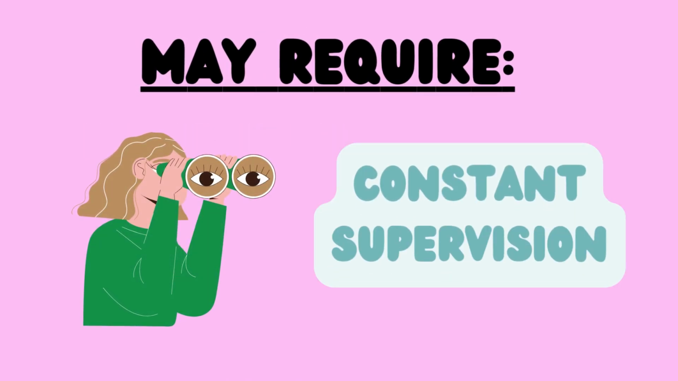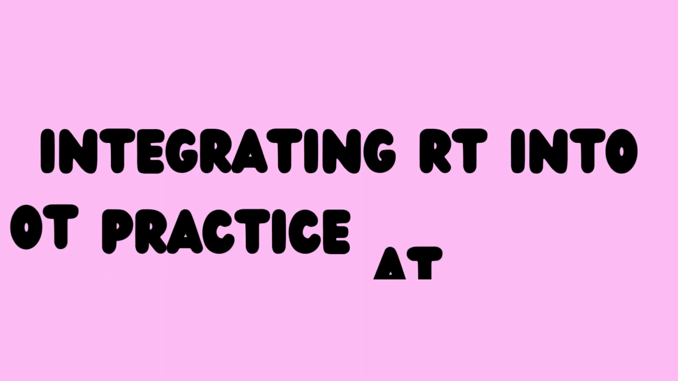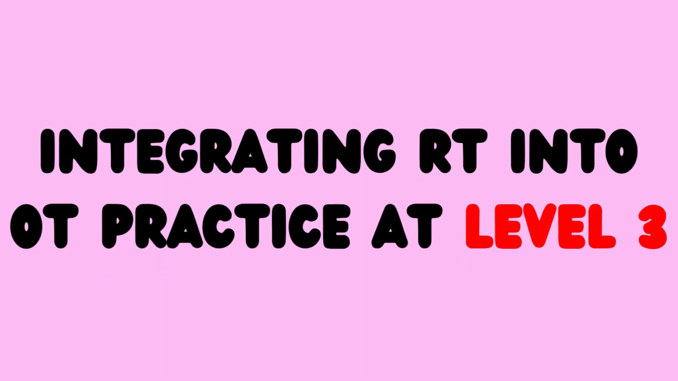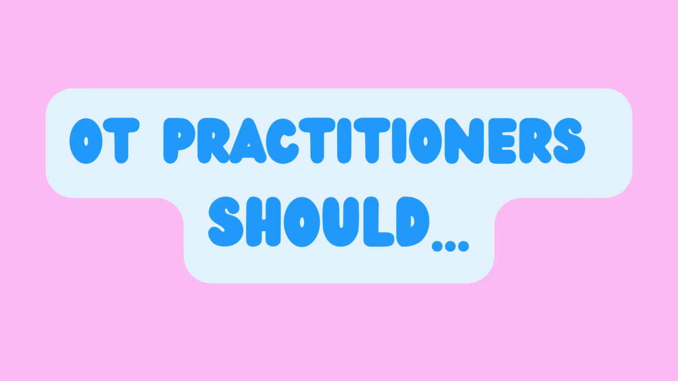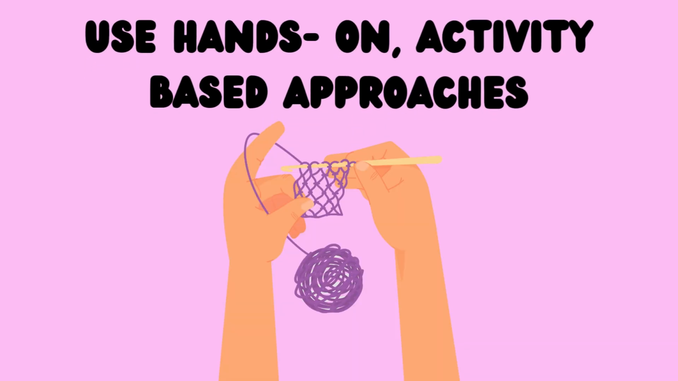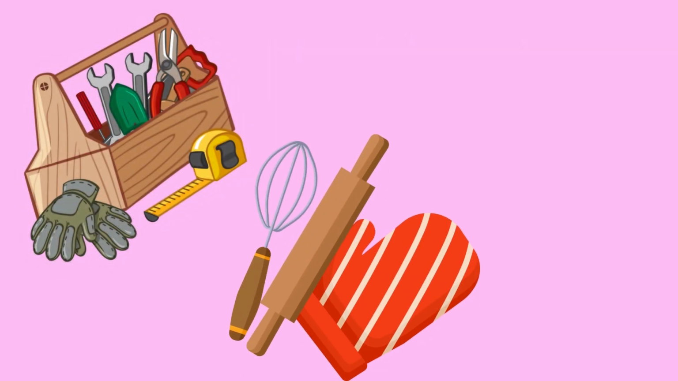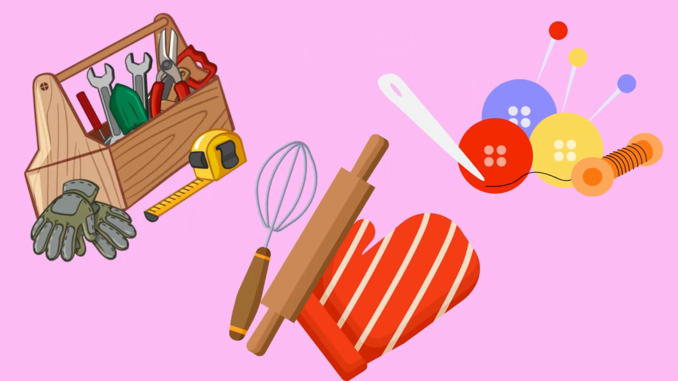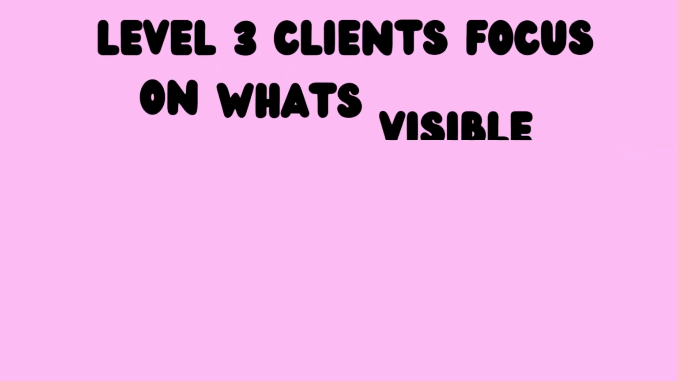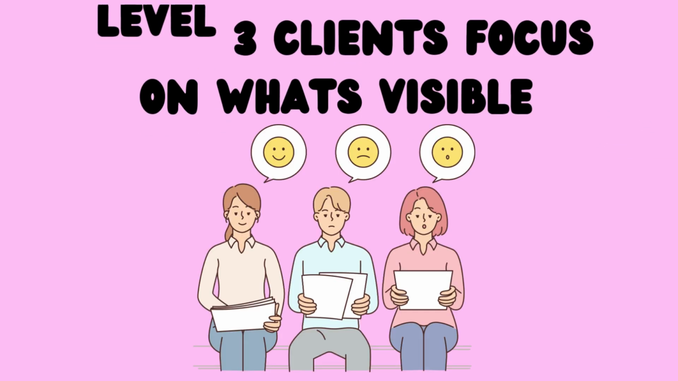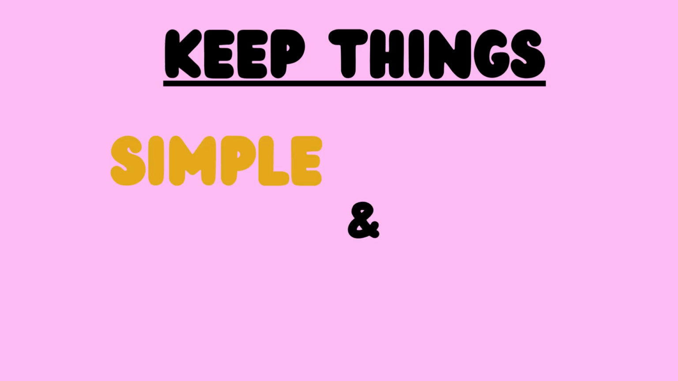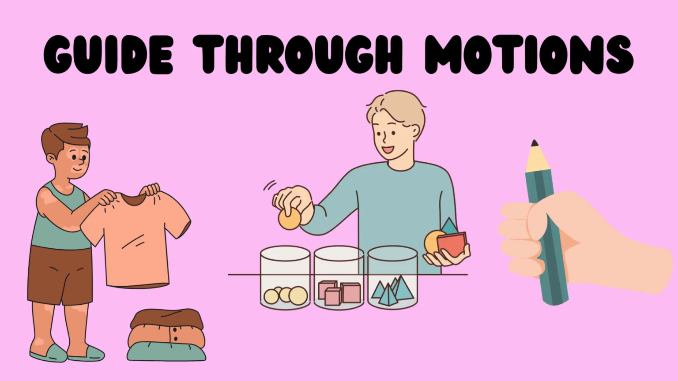When integrating RT into OT practice with clients at a level 3, occupational therapists can focus on hands-on activity-based approaches that involve familiar objects or tasks from the person's past. These activities might include handling objects like old tools, kitchen utensils, or sewing materials that the clients once used. Since their understanding is focused on what's directly in front of them, it is important to keep instructions simple and short, guiding them through familiar motions like folding, sorting, or grasping certain objects.